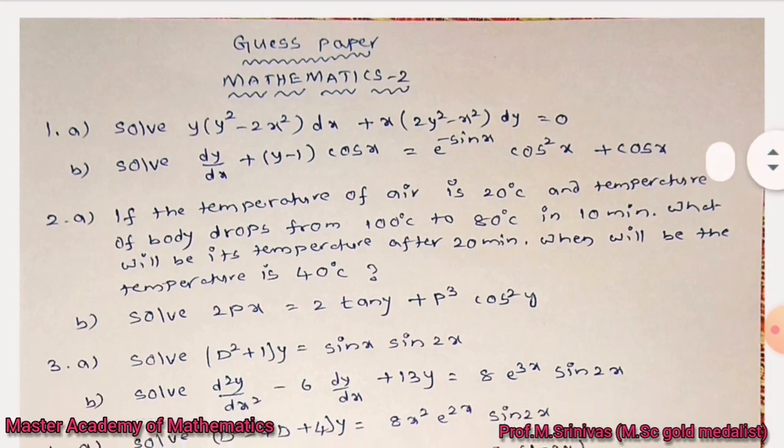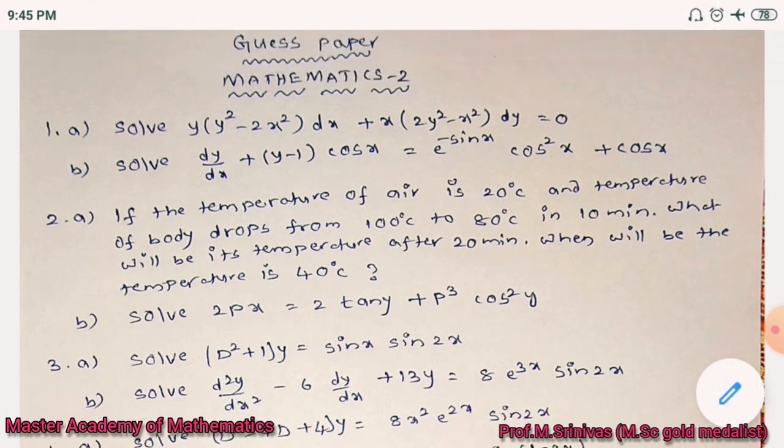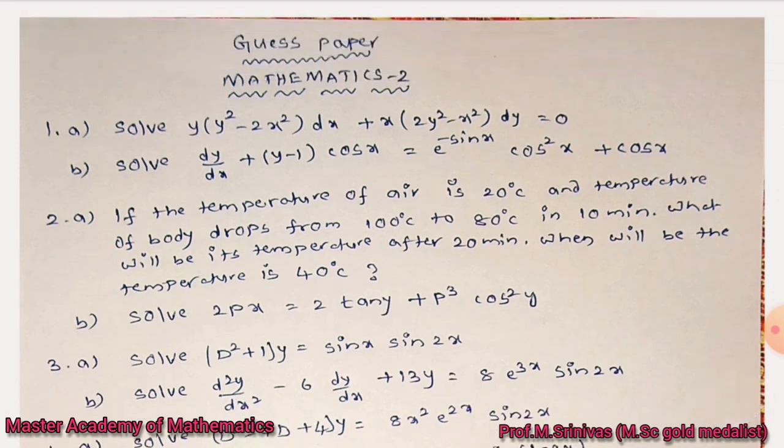Similarly, 2a: if the temperature of air is 20 degrees and the temperature of a body drops from 100 degrees to 80 degrees in 10 minutes, what will be its temperature after 20 minutes? When will the temperature be 40 degrees? Naturally this problem belongs to Newton's law of cooling. Use that and first find the constants C and K. Based on that, you calculate the 2 requirements as per your data.